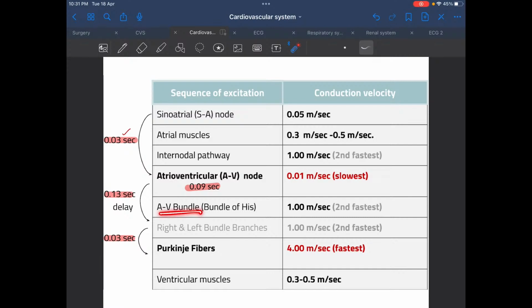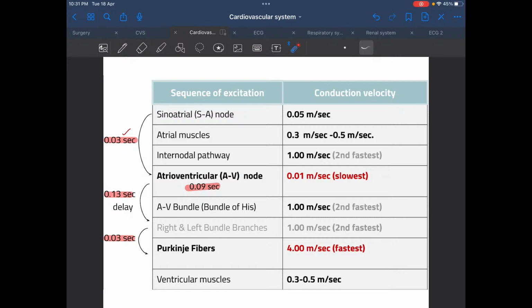What next? From the AV bundle to the right and left bundle branches and your Purkinje fibers. Purkinje fibers travel at about 4 meters per second. That is the fastest. What was the slowest? AV node, right? So if they conduct at 4 meters per second, all of that impulse is going to spread across the ventricle in how much amount of time?